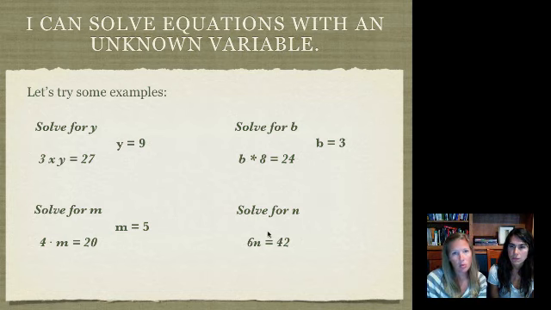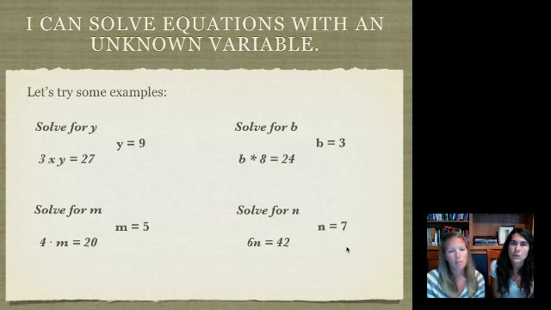And the last one is that one with the no space. So 6n equals 42. So 6 times n equals 42. So n is 7. Helps to know your multiplication facts.